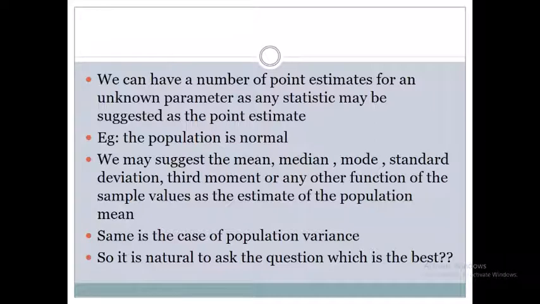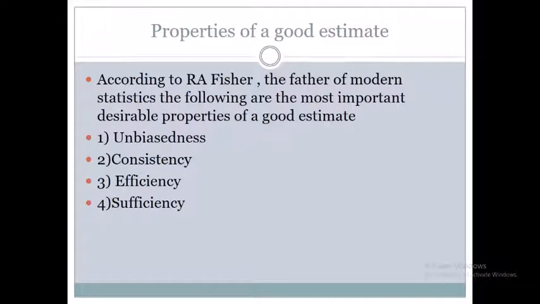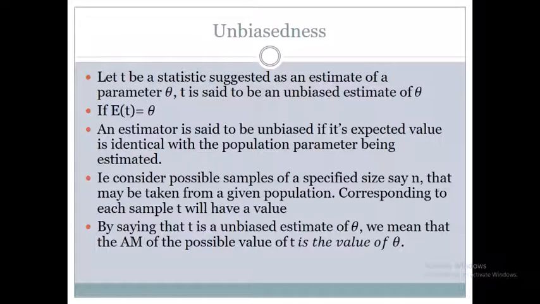So it is natural to ask which is the best estimate. The answer depends on our ideas about the desirable properties of a good estimate, and according to R.A. Fisher, the most important desirable properties of a good estimate are unbiasedness, consistency, efficiency and sufficiency. If a particular estimate satisfies all these four properties, then we will say that it is a good estimate. Let's have a look at the first property, unbiasedness.